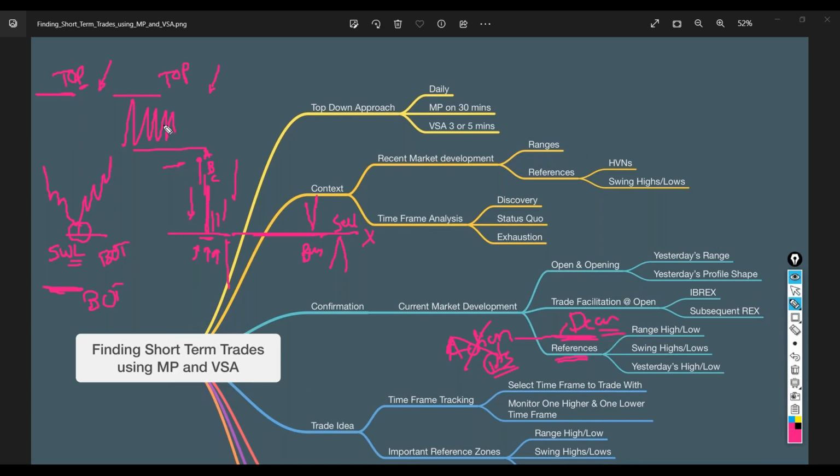And obviously, if you are still holding the long, and it starts to break below this, obviously you have to get out of your trade. So you have to make a decision.